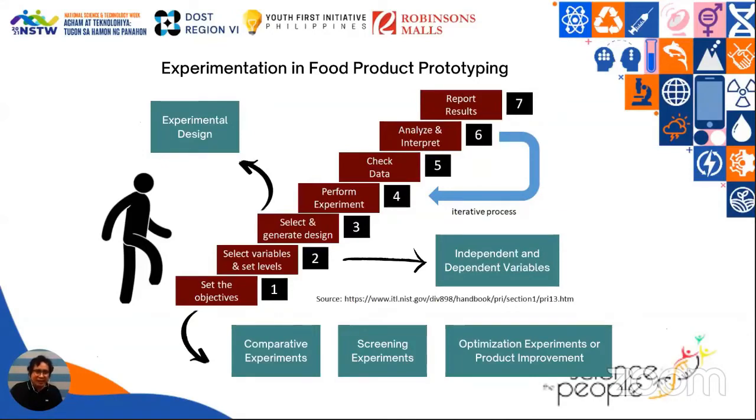So here, this is an illustration of how we do experiments when we do product prototyping. This is a little bit technical, but don't worry, I will explain it as simple as I can. So we have 7 steps there. And the first one is setting the objectives. Normally, when little is known about the process or the technology, we start with screening experiments. And then after that, yung results na makukuha natin for the screening experiments, we use that in optimization studies.